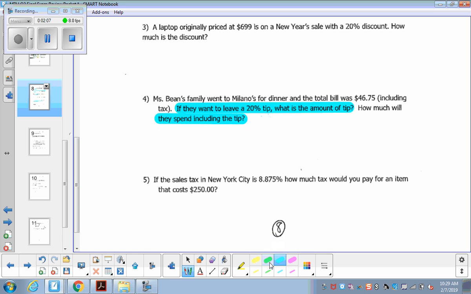For number 5, I just want to make sure you're careful when multiplying this in a calculator. If it has an 8.875 here, you just move the decimal back twice. And so in the calculator, you're multiplying the $250 times the 0.08875. For a question like number 5, it's just asking how much tax would you pay. So when you multiply this number in the calculator times the 250, that's going to be your answer.